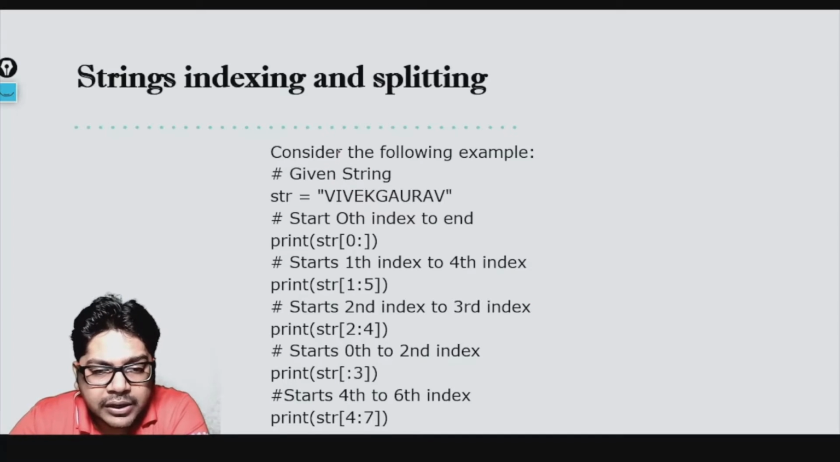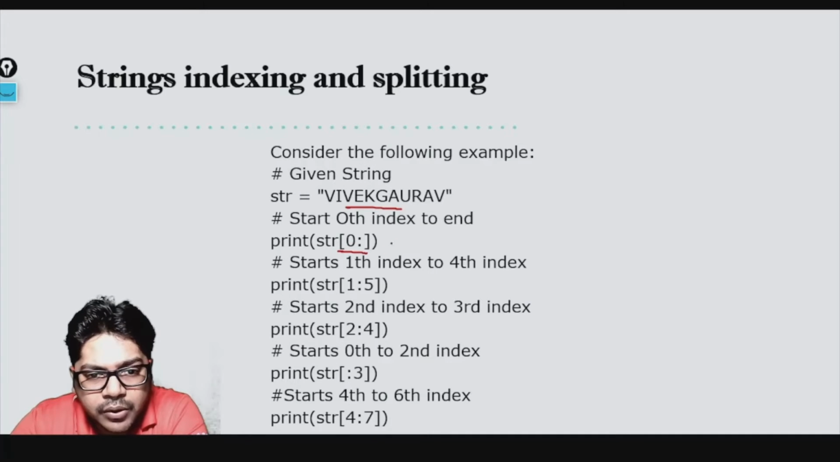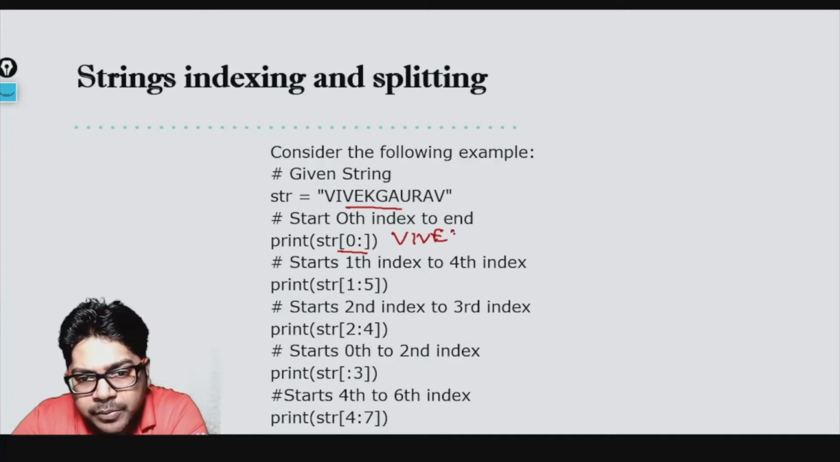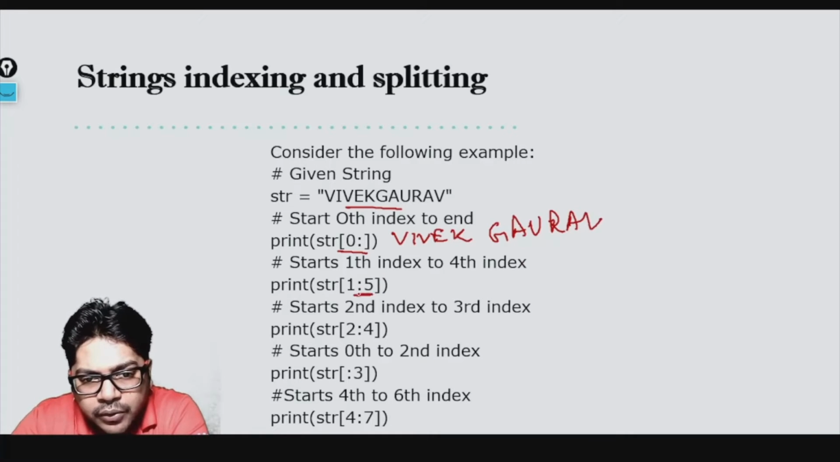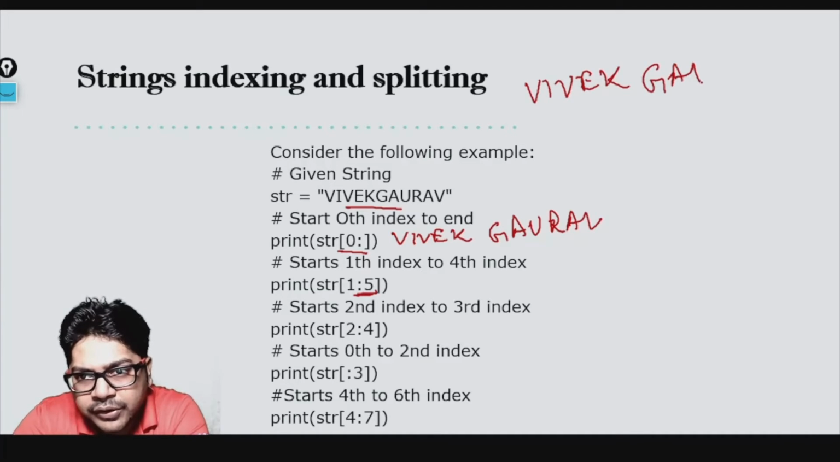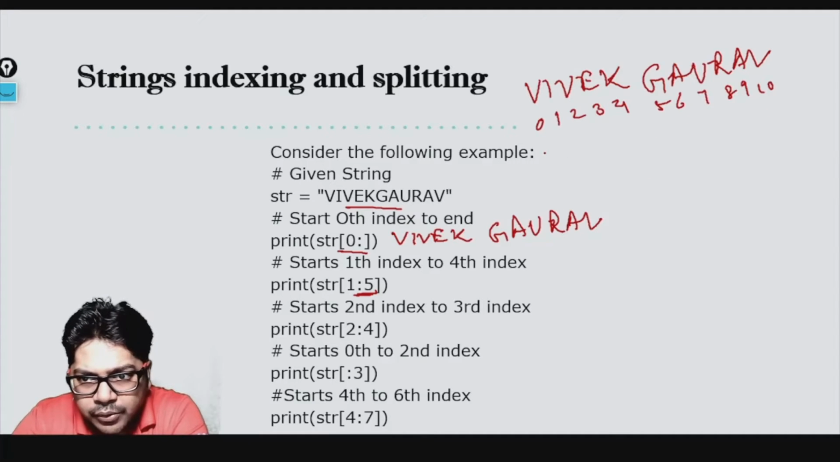Then look at this example. Here we have given str is equal to Vivek Gaurav, and when we start with 0 colon, what will be the output? Let us write the output here and match it. We'll get Vivek Gaurav as the output. Vivek Gaurav is going to be like this, with no space, remember that. The indexing is 0, 1, 2, 3, 4, 5, 6, 7, 8, 9, 10. So if I start with 1 colon 5, from 1 I'll get I, V, E, K, and at 5 it will stop, so I'll get IVEK.